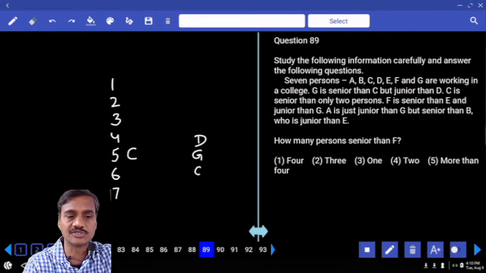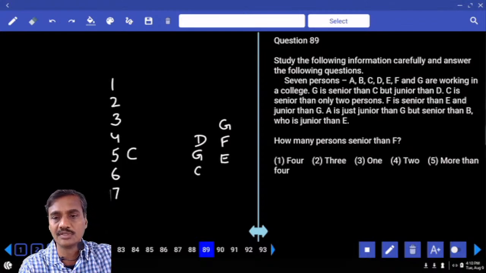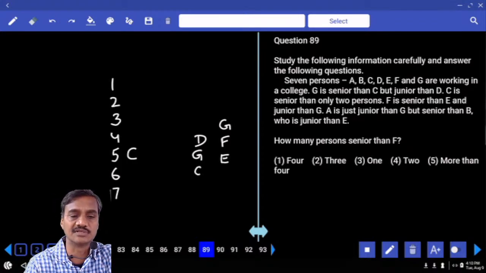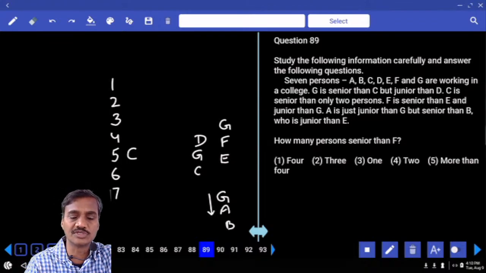And F is senior to E. Where is this F? F is senior to E and junior to G. And next one, A is just junior to G. And A is just junior to G means G and A must be together. A is just junior, but senior to B. A is senior to B. And B is junior to E. Now B is junior to whom? Now this B is junior to E.